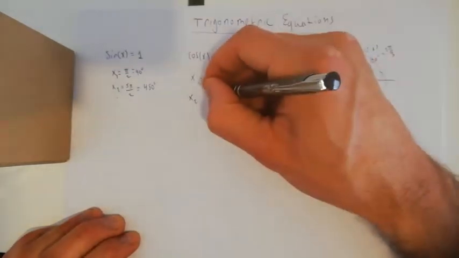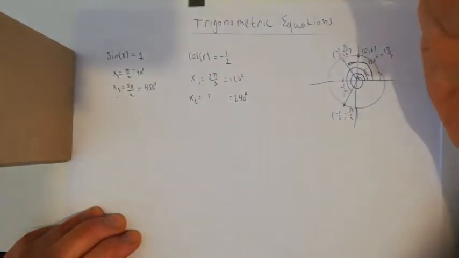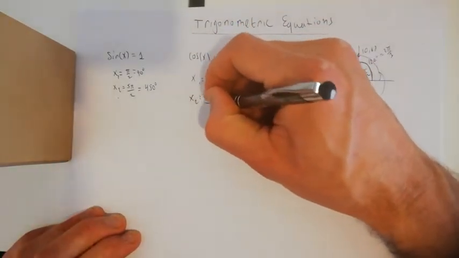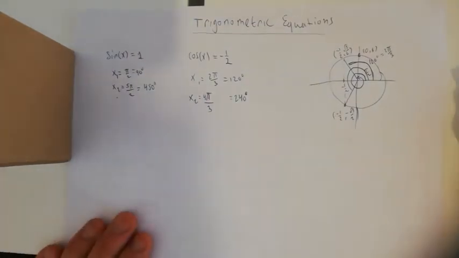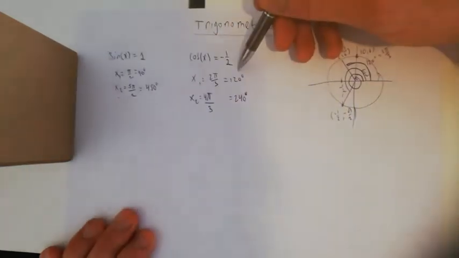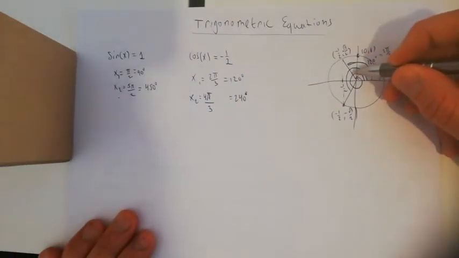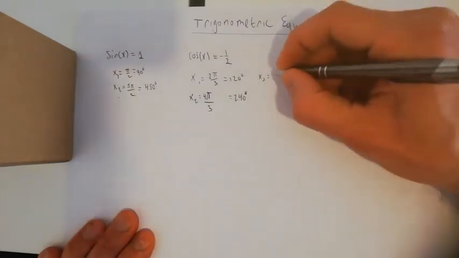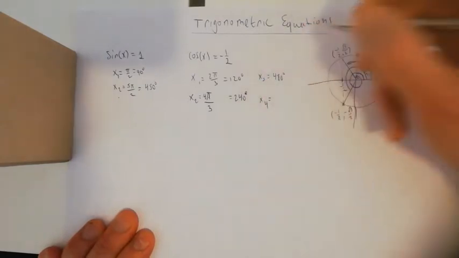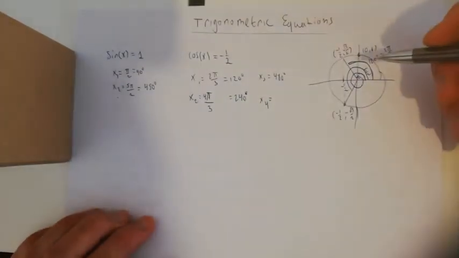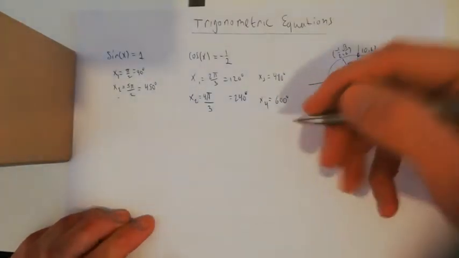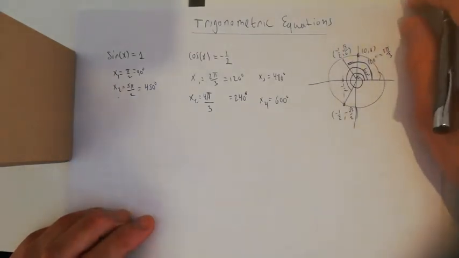or 4 pi over 3. That's the second angle. And of course, we could say that an equivalent angle to 120 is 120 plus 360. That means x3 would be 480 degrees, or the equivalent in radians, and then x4 would be 240 plus 360 degrees, that is 600 degrees, etc. There are infinite solutions. Keep circling the circle.